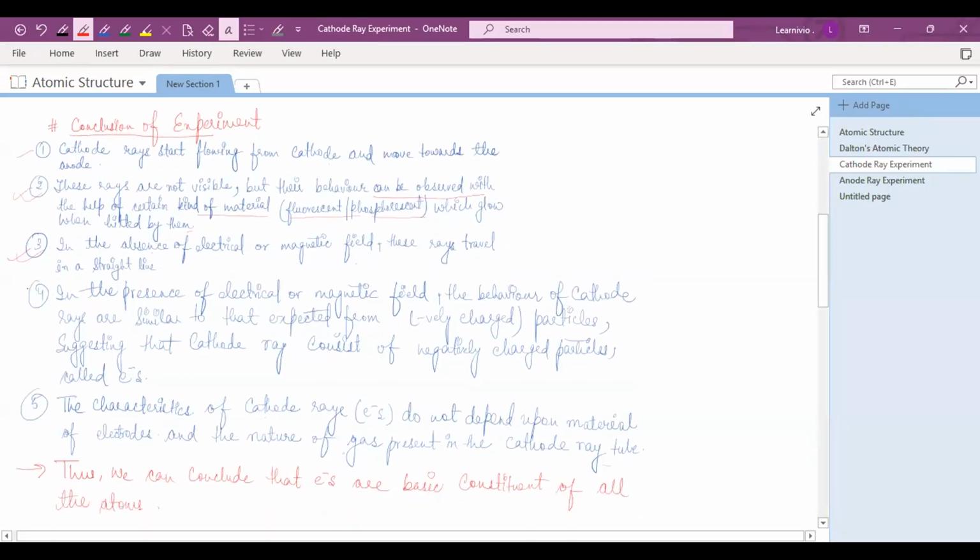The fourth conclusion was: in the presence of electrical or magnetic field, the behavior of cathode rays is similar to that expected from negatively charged particles, right? Because we know that opposite charges attract each other. So a negatively charged body will be attracted towards a positively charged one. The same behavior of negatively charged particles was shown by cathode rays. When they applied the electric field, the behavior of the cathode rays was the same as that of negatively charged particles.